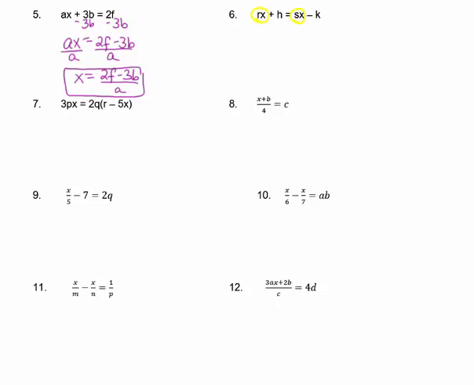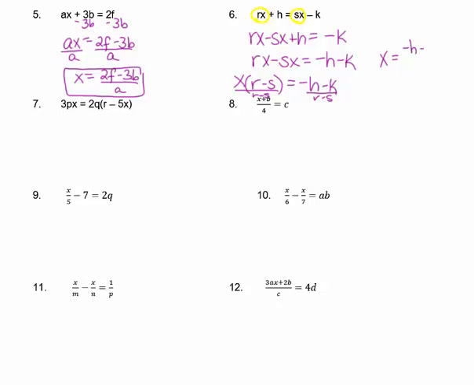So I'm going to subtract sx from both sides, and then subtract h from both sides, and then factor out my x, and then divide through by r minus s. Finally get x equals negative h minus k over r minus s. You may have done it a little differently and gotten x equals h plus k over s minus r. That's also equivalent. Let's go on to question 7.